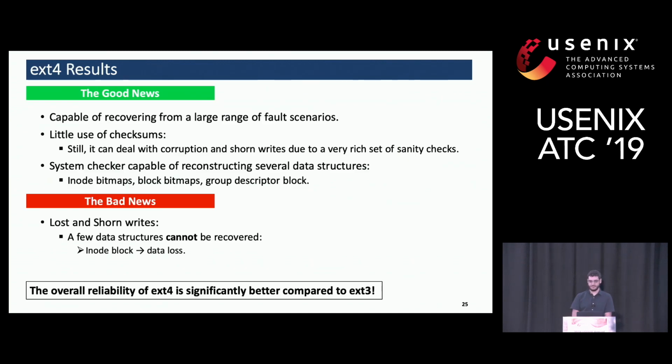So, beginning with ext4, we observe that ext4 is actually capable of detecting and recovering from a large range of fault scenarios. Despite making little use of checksums, the file system is capable of dealing with corruption due to a very rich set of sanity checks. Due to the robustness of its system checker, several data structures can be reconstructed offline. Still, due to lost and shorn writes, sometimes the affected data structure cannot be recovered, resulting in data loss. Overall, we conclude that its reliability has significantly improved compared to ext3.